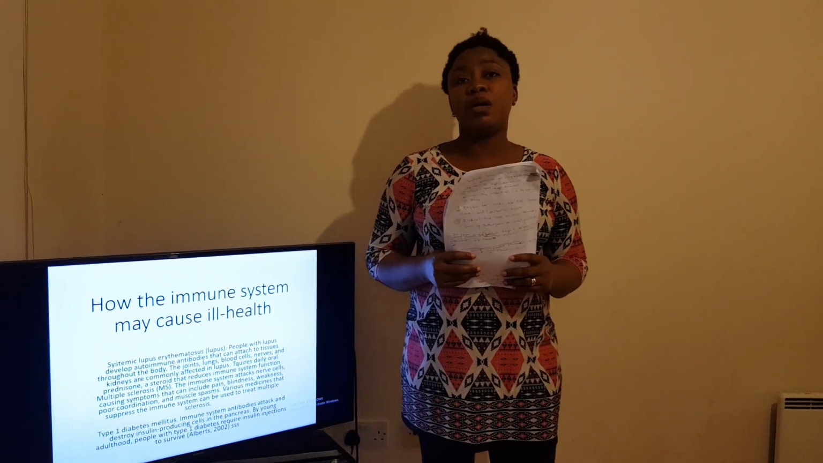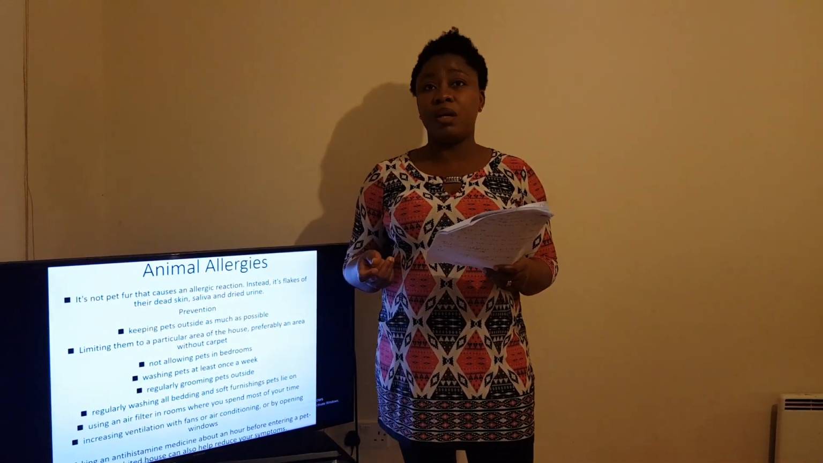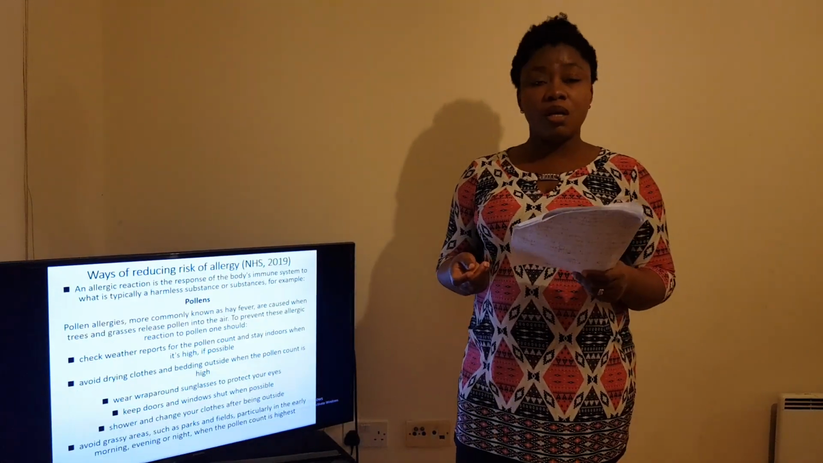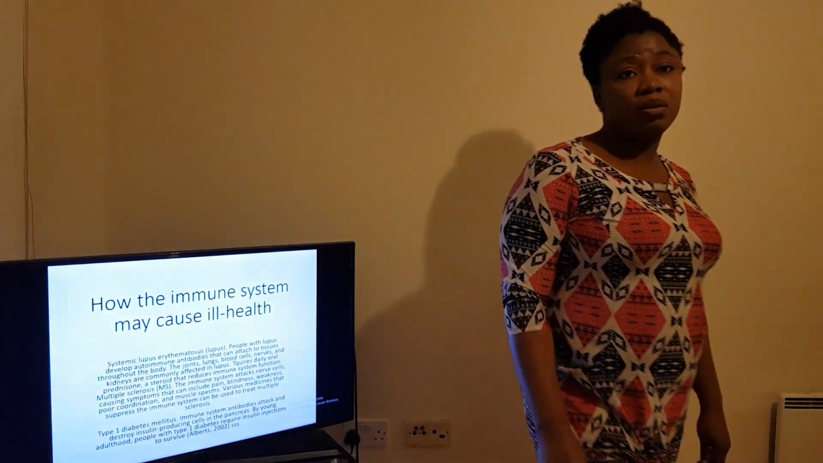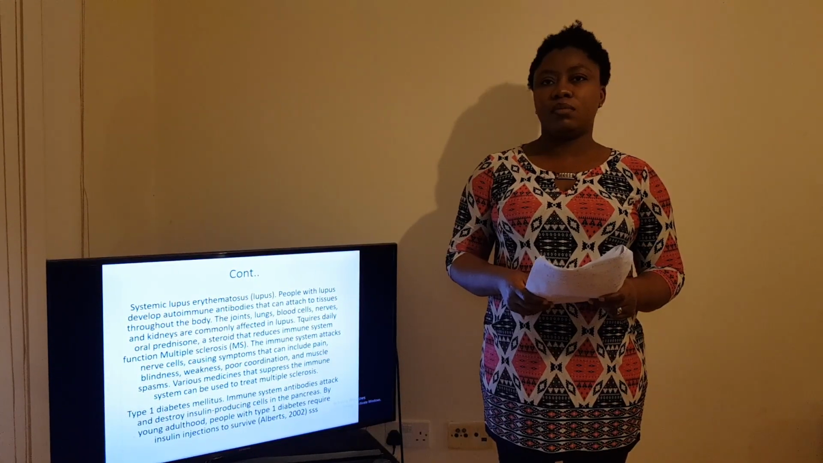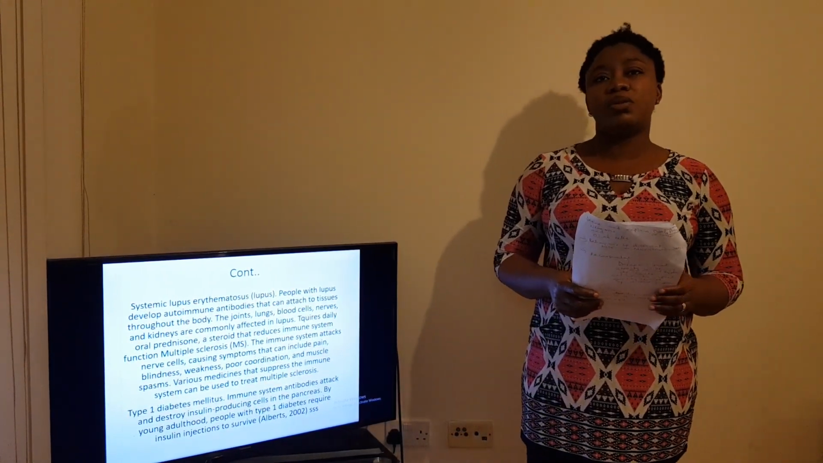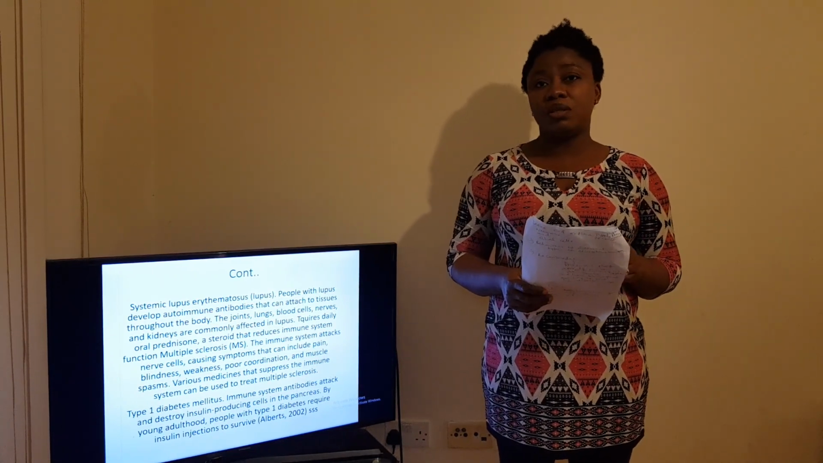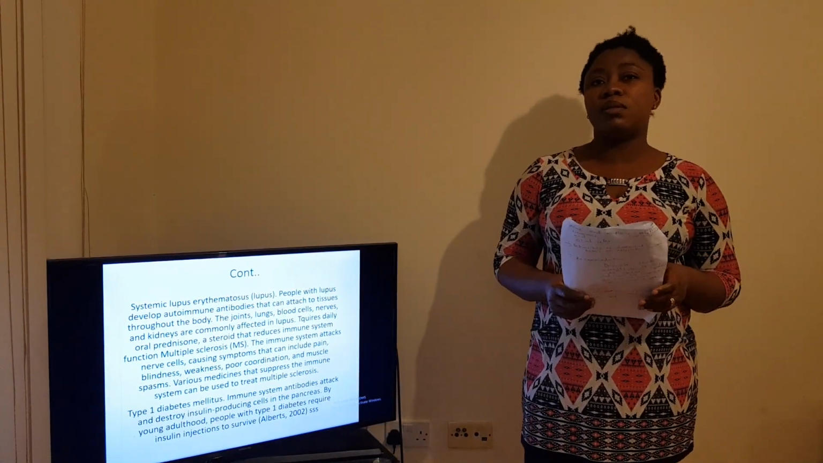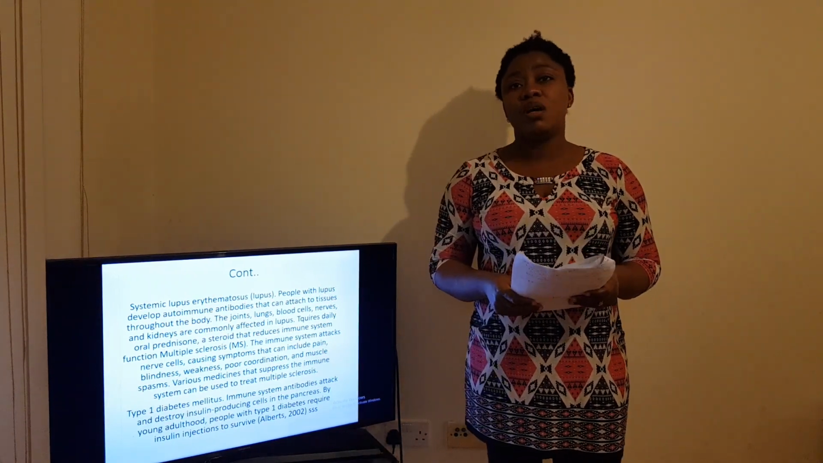how the immune system may cause ill health. Still talking about how the immune system may cause ill health, people with lupus develop autoimmune antibodies that can attach to tissues throughout the body. The joints, lungs, blood cells, nerves, and kidneys are commonly affected in lupus.